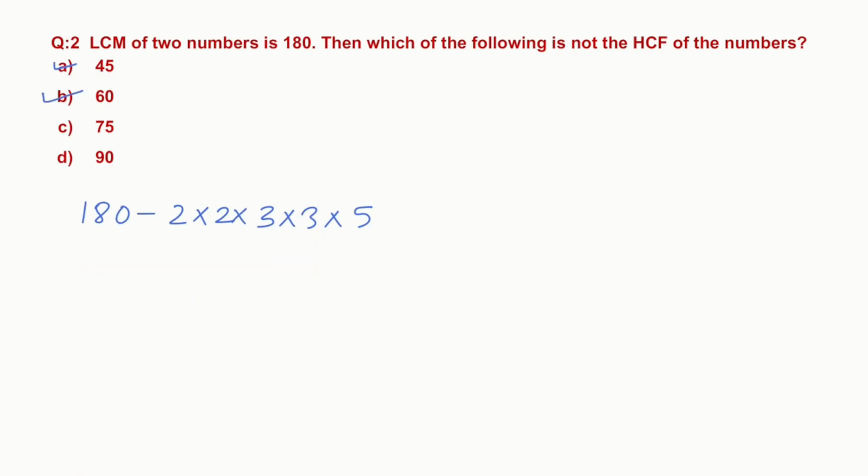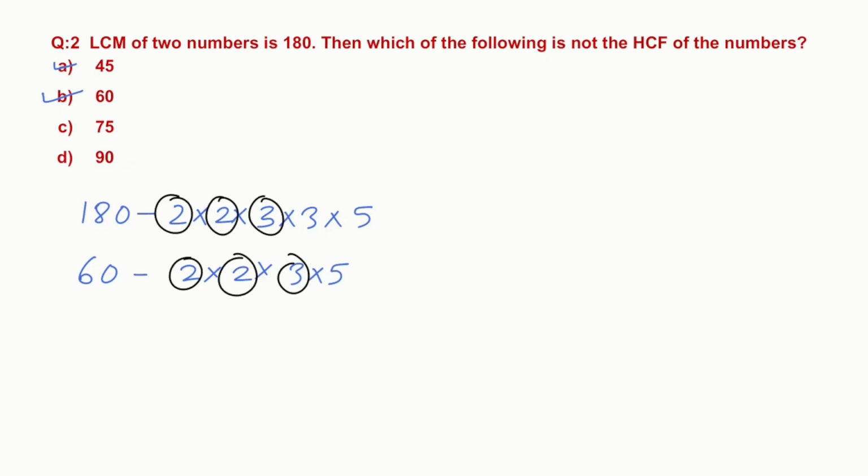Now we will check with 60. So factors of 60 are 2 times 2 times 3 times 5. Now we will see if the factors of 60 are there in 180 or not. So we have 2, 2, 3 and 5. So all the factors of 60 are there in 180. So 60 also can be HCF of these two numbers.